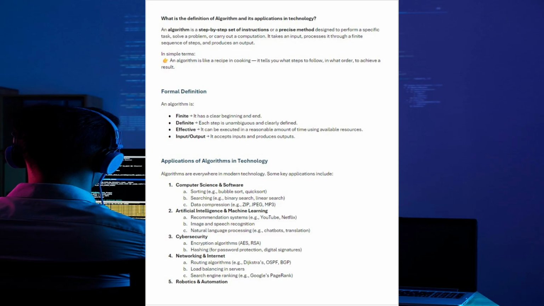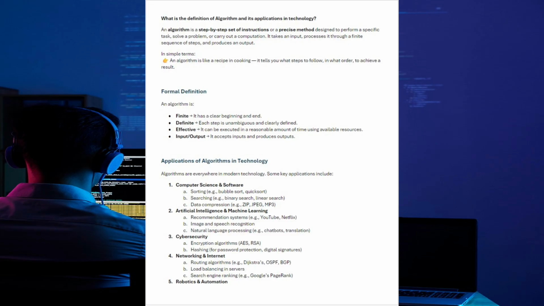2. Artificial intelligence and machine learning. A. Recommendation systems, e.g., YouTube, Netflix. B. Image and speech recognition. C. Natural language processing, e.g., chatbots, translation. 3. Cybersecurity. A. Encryption algorithms, AES, RSA. B. Hashing, for password protection, digital signatures.